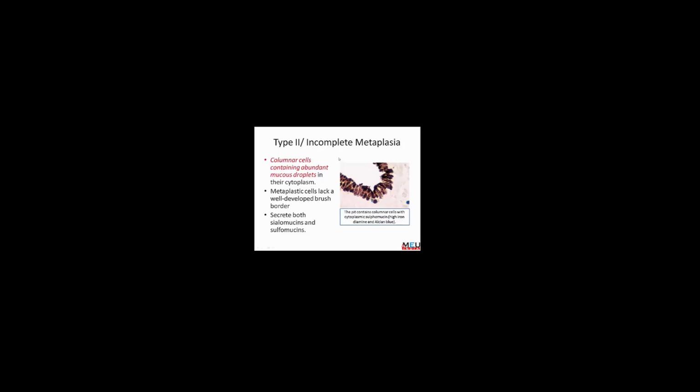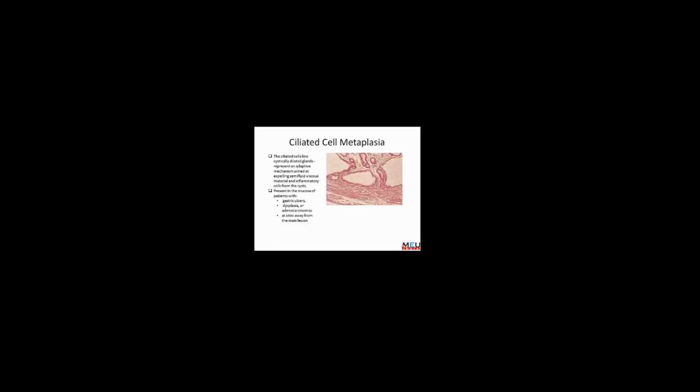Now this is the type 2 or incomplete metaplasia. Here the columnar cells contain mucus droplets in their cytoplasm. The metaplastic cells lack a well-developed brush border. You can see here, they secrete sialomucins and sulfomucins, and there is high amount of iron and Alcian blue. In ciliated cell metaplasia, the ciliated cells line the cystically dilated glands and represent an adaptive mechanism aimed at expelling the semi-fluid viscous material and inflammatory cells from the cysts.